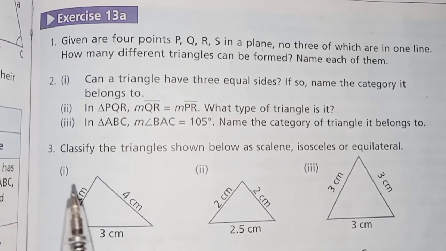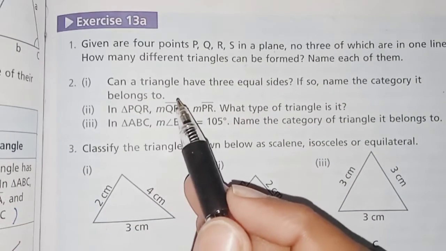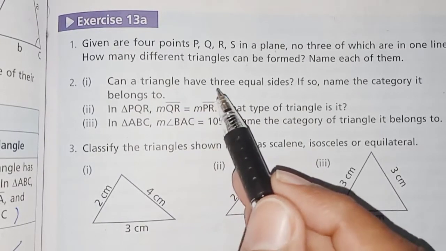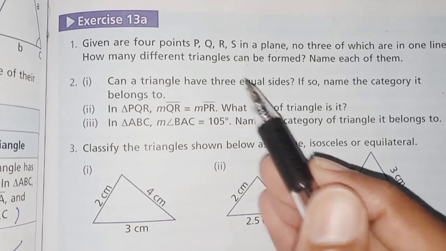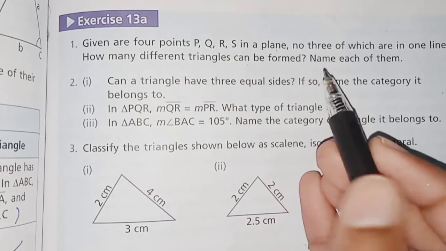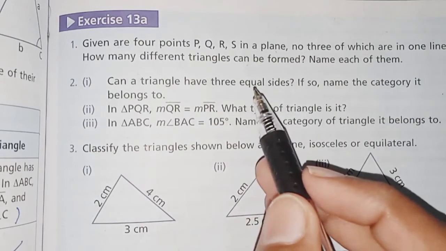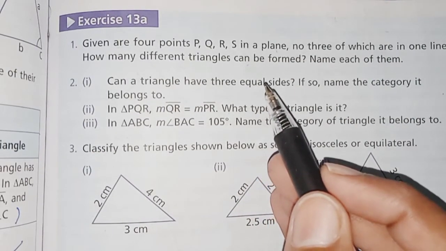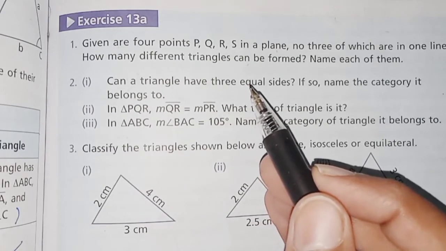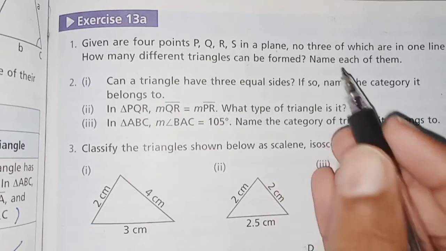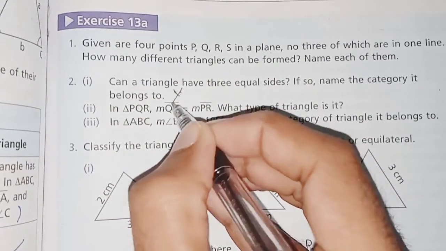Now we are doing question number 2. The first part is written as, can a triangle have 3 equal sides? Do you know any triangle that has 3 equal sides? If so, name the category. We know that there is a triangle that has all 3 sides equal. We can say the answer is yes.